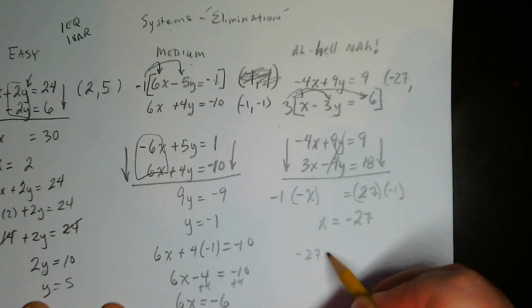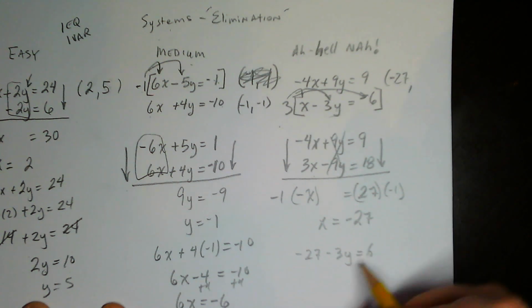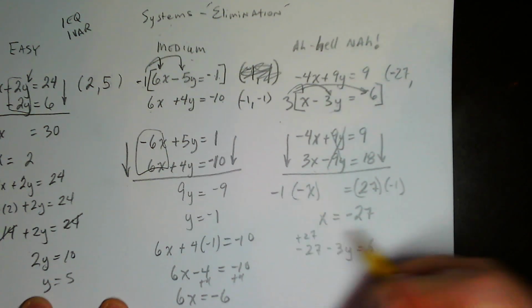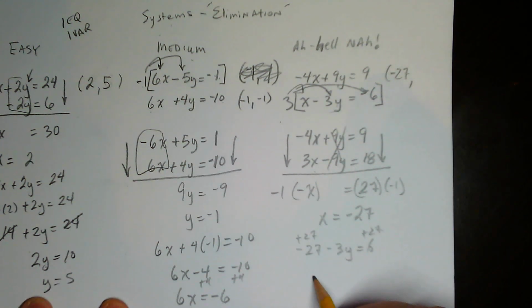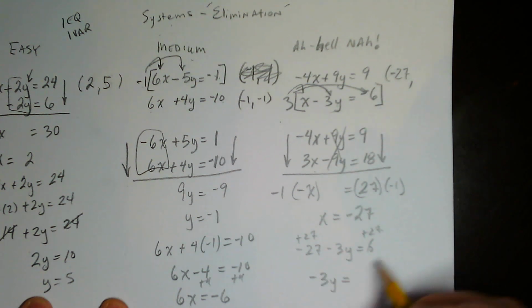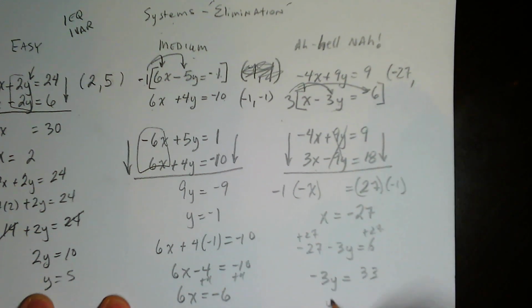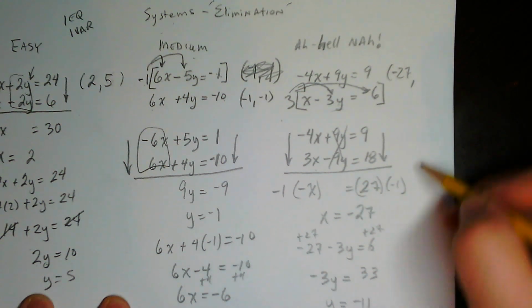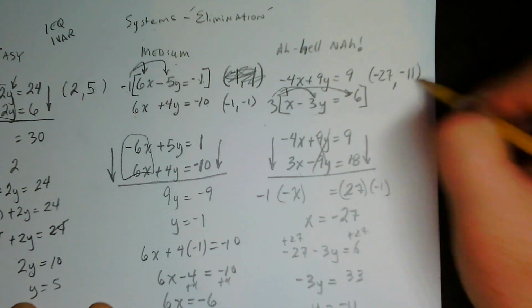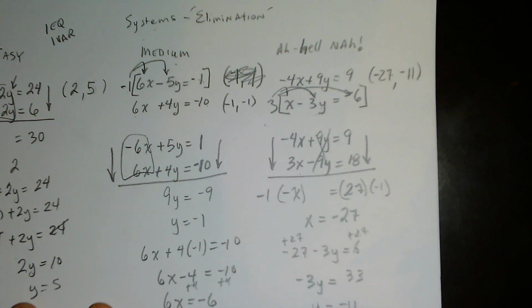Negative 27 minus 3y equals 6. So add 27, negative 3y equals 33. Y equals negative 11. So there we go. Negative 27, negative 11.